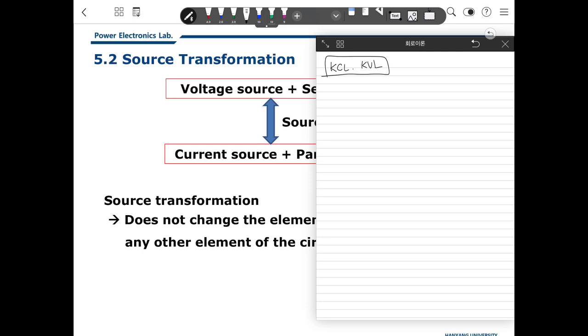As I said before, the electric circuit can be analyzed. These are the two laws, KCL and KVL. Based on these laws, we can analyze all electric circuits. That's all. But we want to make a kind of general procedure to analyze the electric circuit.